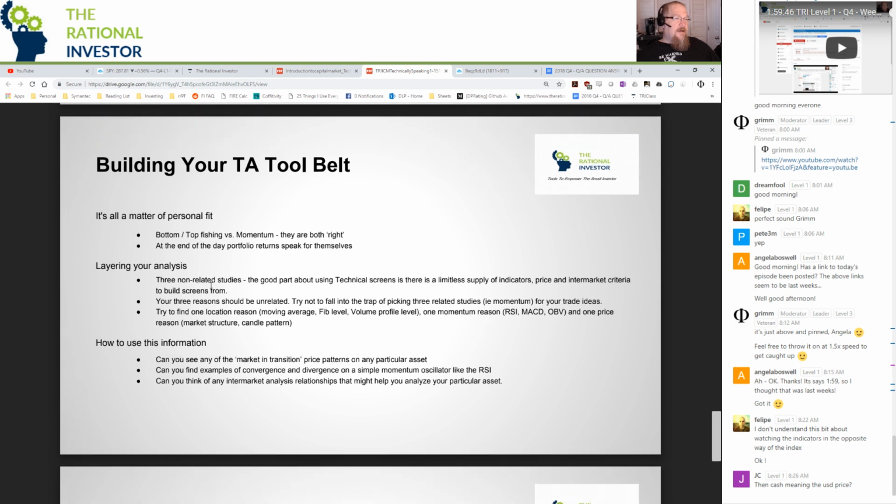And last but not least, your TA tool belt. Okay, which indicators you use, how you chart your events. You'll hear in the daily brief, Thomas does his price charting using candle bodies and not tails and wicks. Other people, myself included, will use tails and wicks, right? It's a matter of personal fit. It's not that one is more correct than the other. It is about which one makes more sense to you. Which one do you understand better? Which one works better with your plan?